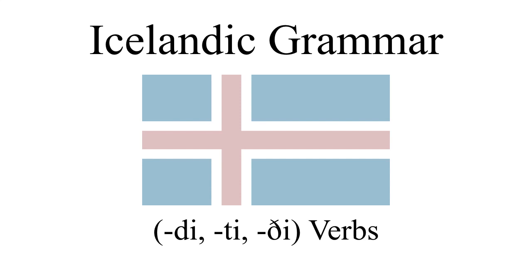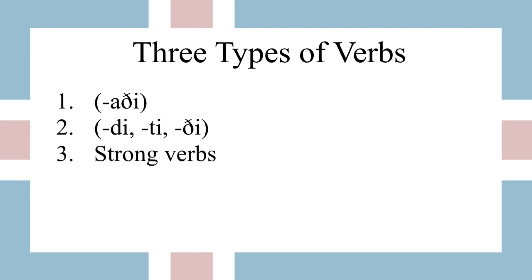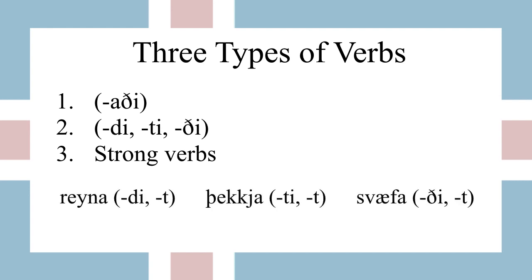In this video, we're going to be talking about DTD verbs, which are the second type of verb category. Remember that there are three different types of verbs: adi verbs, DTD verbs, and strong verbs. And knowing which type a verb is lets you know the pattern that it will follow in all of its different conjugations. So the way that you know that a verb is a DTD verb is there will be parentheses after the verb in the dictionary, which have either di, ti, or edi.